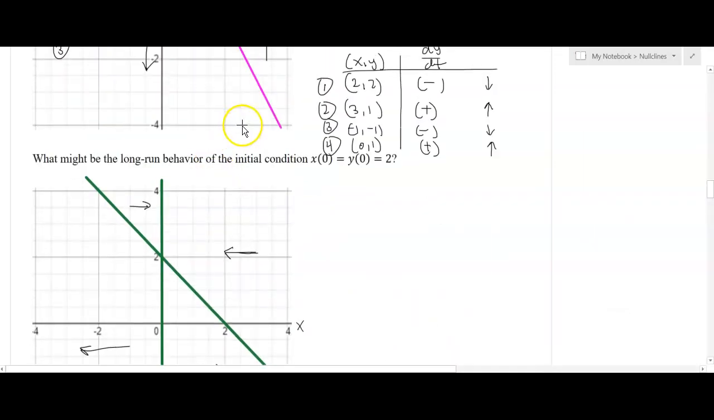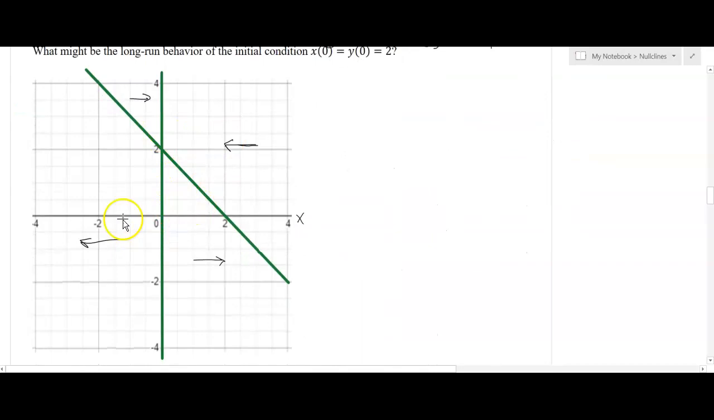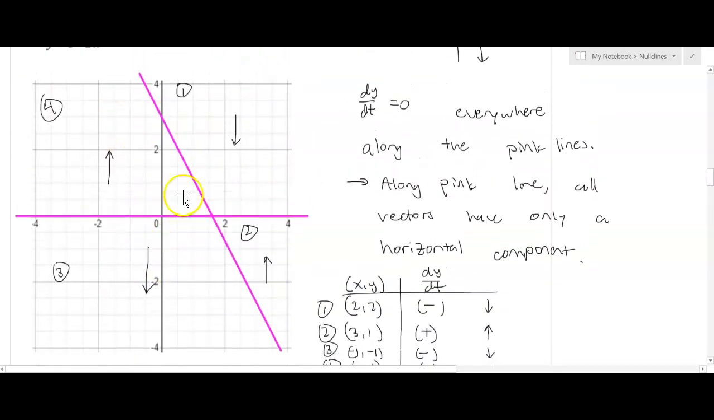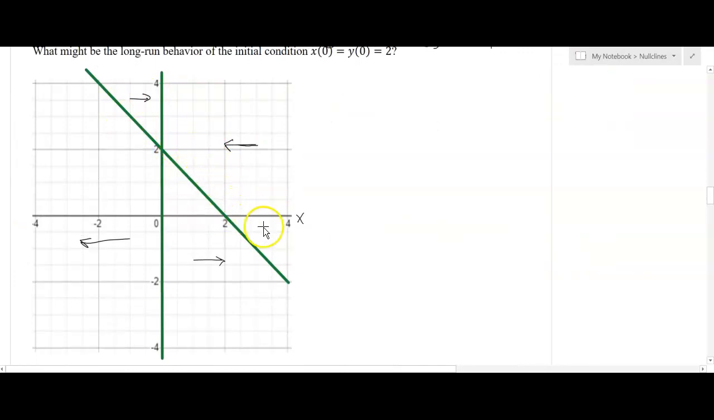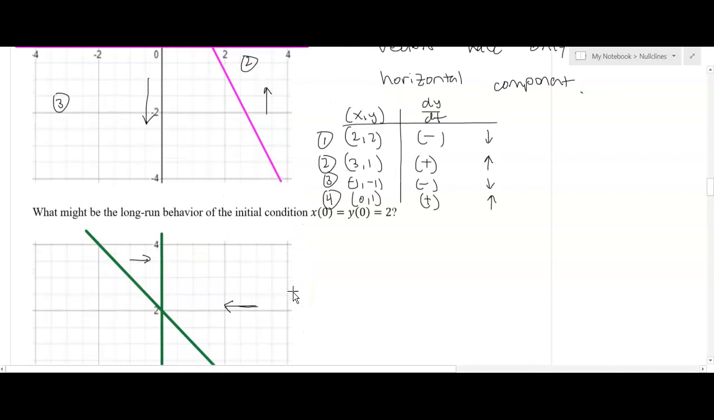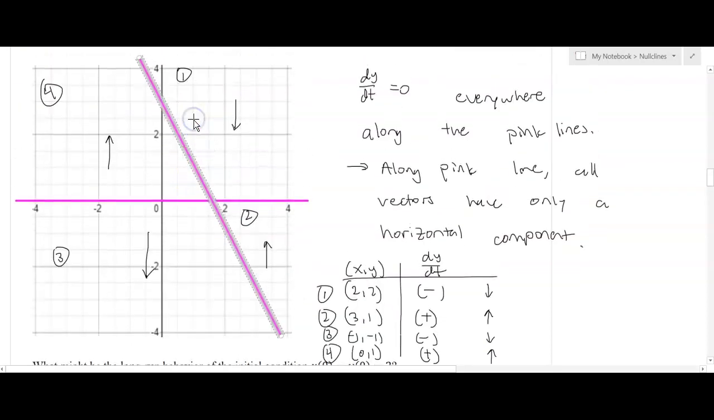So this is a bit of the tricky part, is overlaying these on top of one another. But here I've just copied and pasted, and you can just go ahead and draw over the top of one of these graphs. But these are my x nullclines in green here, with my arrows drawn within each of these four regions.